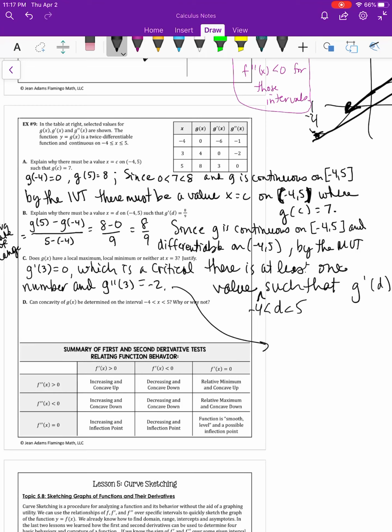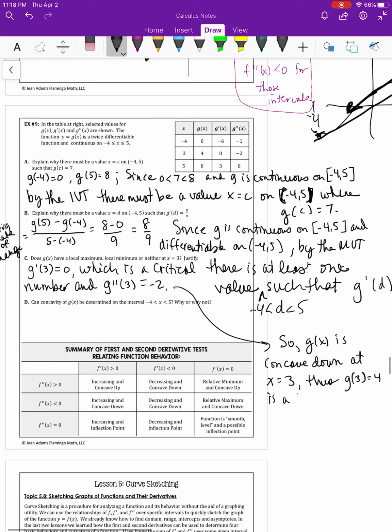So we say, I'm going to put it over here. We say, so g of x is concave down at x equals 3. Thus, g of 3 equals 4 is a local maximum by the second derivative test.